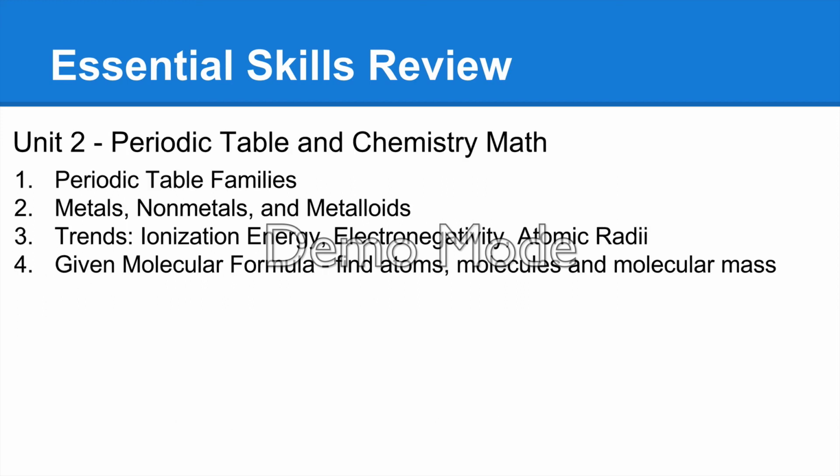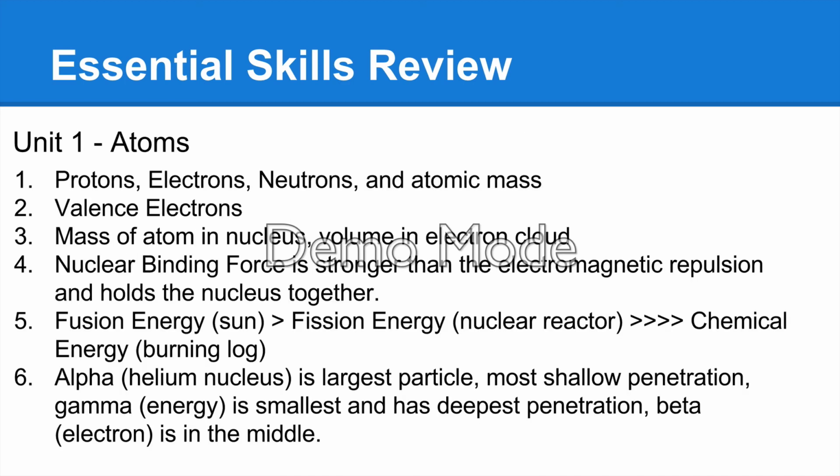Unit 2 is the periodic table and chemistry math. So the families: alkali metals, alkaline earth metals, transition metals, metalloids, halogens, and noble gases. Being able to identify if elements are metals, non-metals, or metalloids. Knowing the difference between ionization energy, electronegativity, and atomic radii, and the definition of the trends and which way the trends increase or decrease on the periodic table. Also, being given the molecular formula, you can find the number of atoms, the number of molecules, and the molecular mass of those formulas.